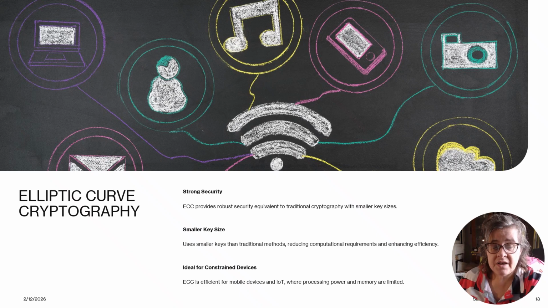ECC, or elliptic curve cryptography, offers stronger security with smaller keys compared to traditional methods, making it efficient for constrained environments like mobile devices and Internet of Things applications. And that's generally why they use ECC.